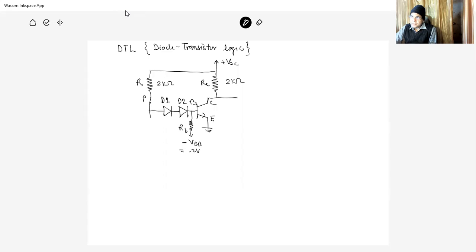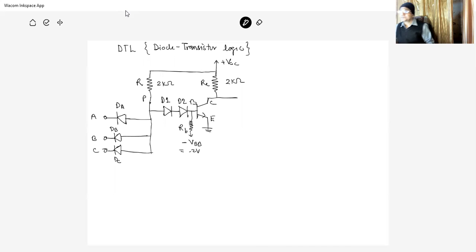And the input diodes are given as this A point, B point, and C point. This diode is DA, this diode is DB, and this diode is DC. And this point is finally VO.